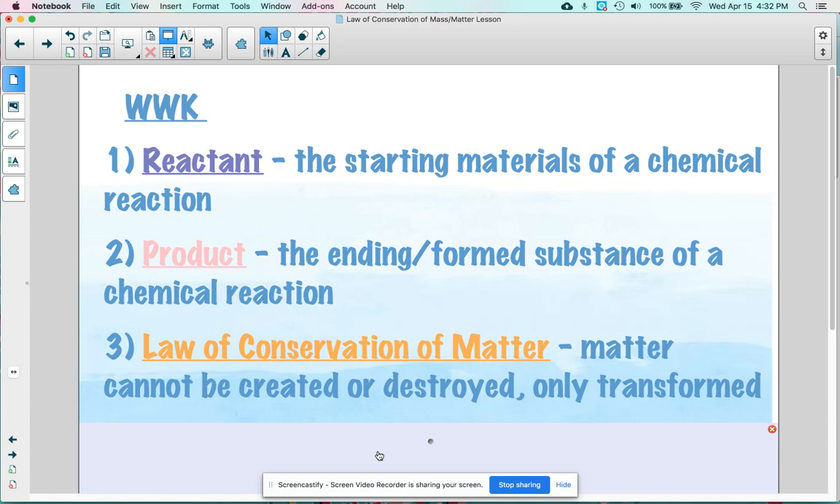Just like your cake, you're taking what you have, you're rearranging it to form something new, even though it's still made of the same stuff. Go ahead and pause your video and write this down, please.